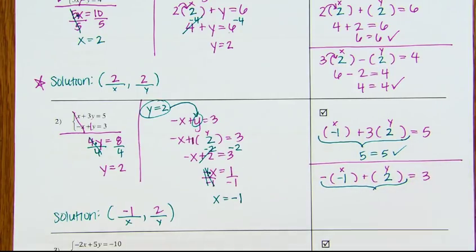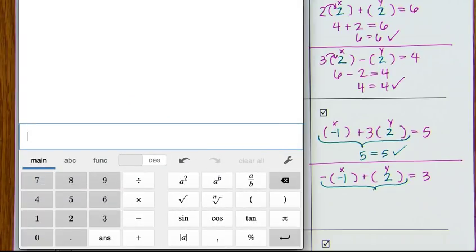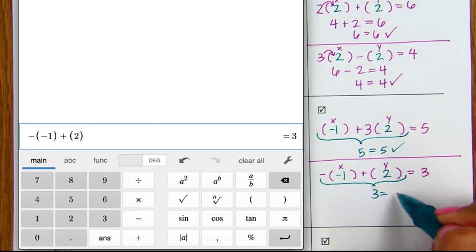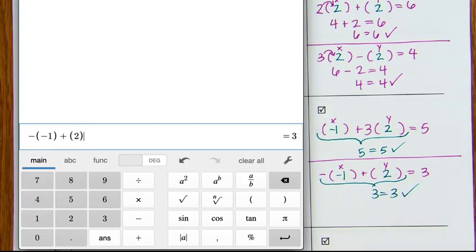So again, if you wanted to use a calculator, you're going to plug this in to make sure that it equals 3. Once again, just in case some of you may need this, I'm going to show you how you can use a calculator. Simply type in exactly what you have on your work to see if it does equal the same thing, which guess what? It does, so I can confidently say that this is my solution. It does work for both of them.